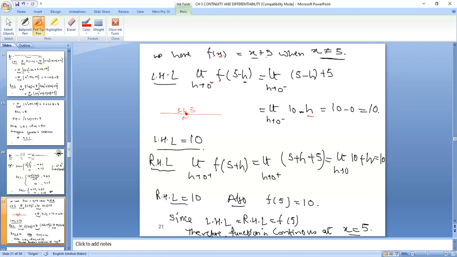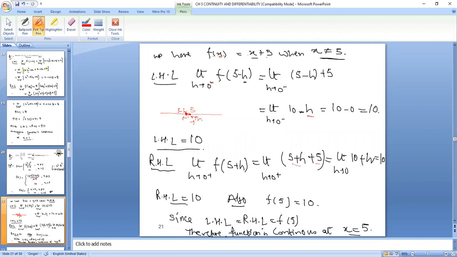After that we will be calculating the right hand limit. For the right hand limit, h is a very small unit, h is approaching 0. But if I add h to 5, then 5 plus h will be a point lying on the right side. That is why we are denoting it with the right hand limit. So f of 5 plus h will be limit h approaching 0 positive, 5 plus h plus 5.